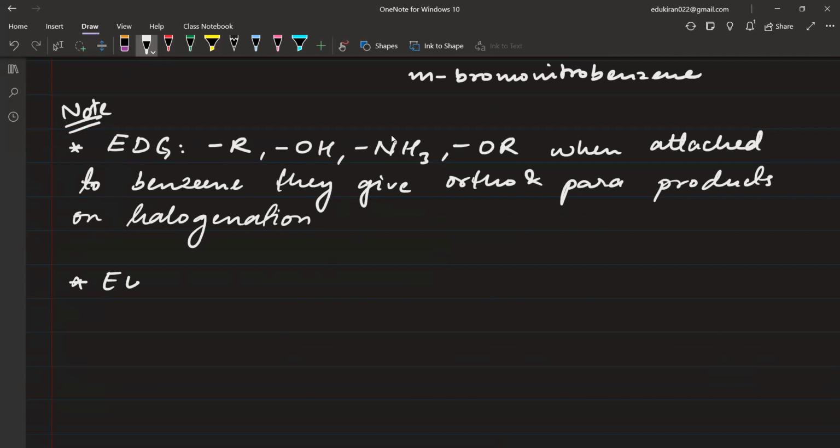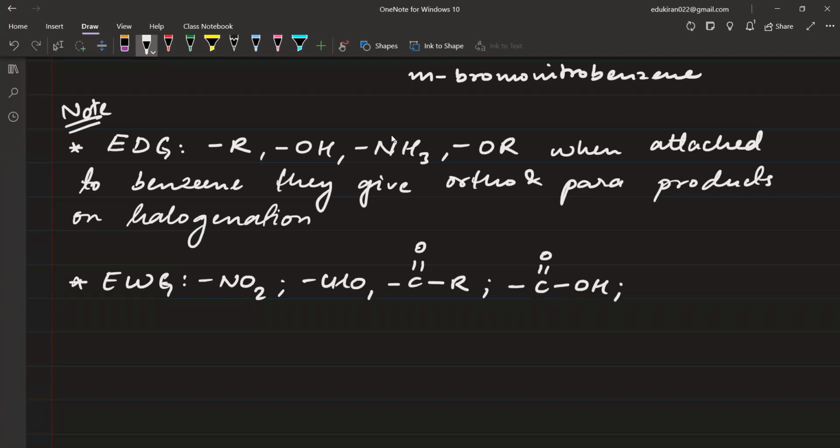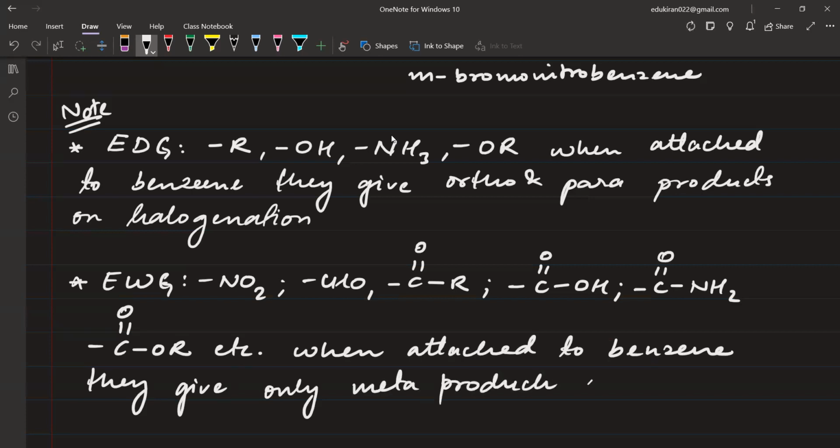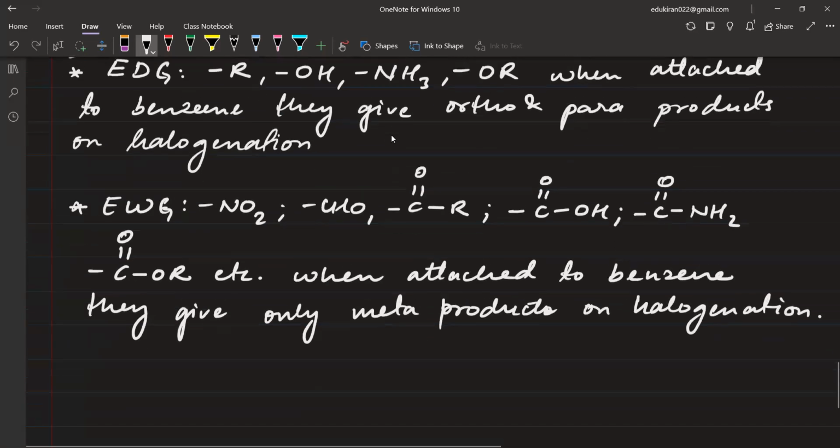Next, write: if you have an electron withdrawing group, such as we have written one, that is NO2, CHO, C double bond O attached to something else, C double bond O, OH, C double bond O, you can have NH2, C double bond O, OR, etc. When attached to benzene ring, they give only meta product on halogenation. So please write this down.